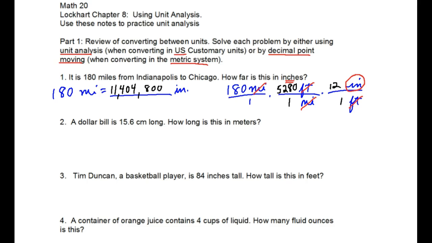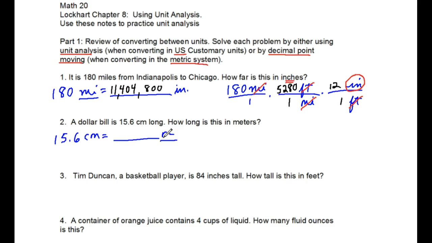Problem number 2, we have a dollar bill that is 15.6 centimeters long. I want to know how long this is in meters. So I have 15.6 centimeters. I want to know how long that is in meters. Notice when I do the abbreviation for miles, I put MI. The abbreviation for meters is just M.